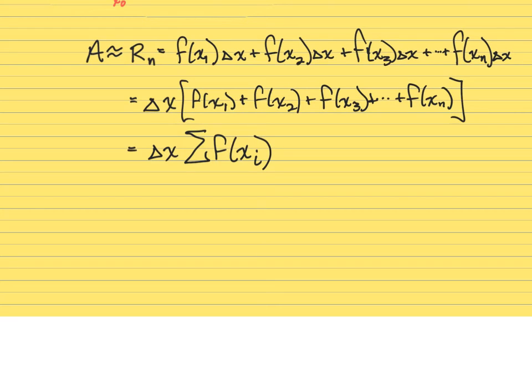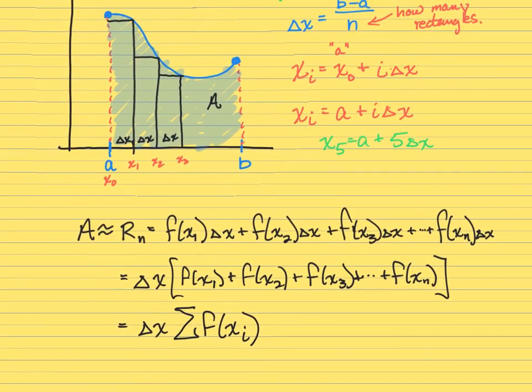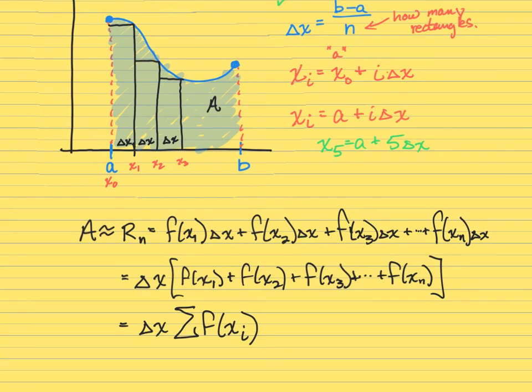That's kind of nice. If I want to find the area of these n rectangles, all I need to know is how wide they're going to be, which is the first thing I do, delta x. And then I just add up the value of the function at each of the x sub i's, until the last one. So that would be the right endpoint rule.